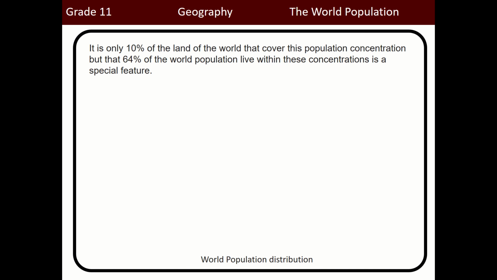There is an important fact regarding the densely populated regions in the world. Only 10% of the total land area covers this population concentration, but 64% of the world population live within these concentrations, which is a special feature. It means a larger number of population is gathered in a smaller amount of land mass.